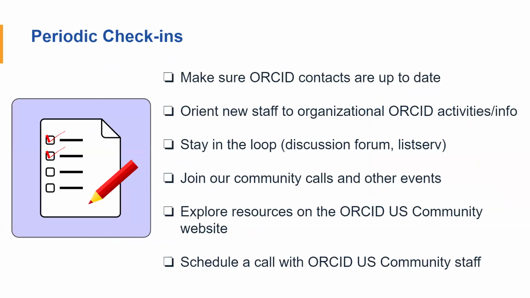And then finally, it's important to periodically check in on your ORCID efforts and your ORCID membership by making sure your ORCID contacts are up to date year to year. If you get new staff at your organization, try to orient them to your organizational ORCID activities. Make sure you're signed up for our discussion forum and our listserv and are paying attention to our emails in case there are any updates or events we have going on so that you're staying in the loop. Make sure you join our community calls and other events if you have time. There's always more to learn.